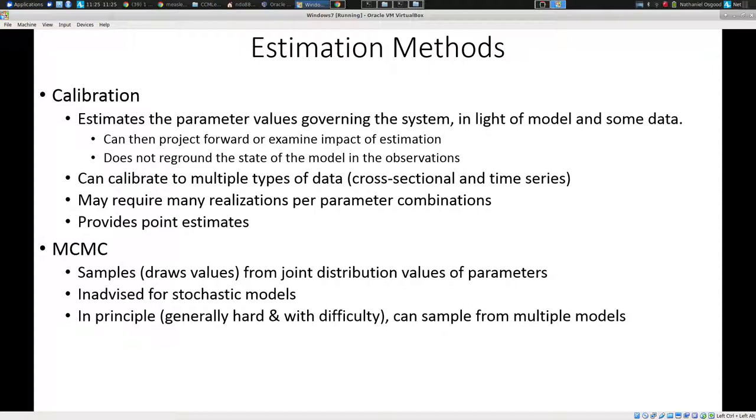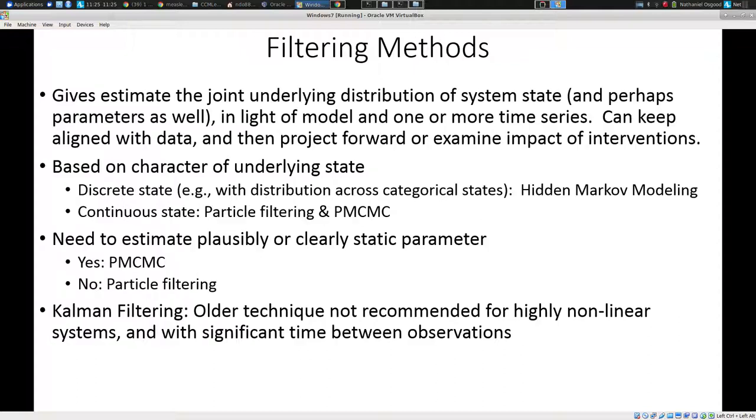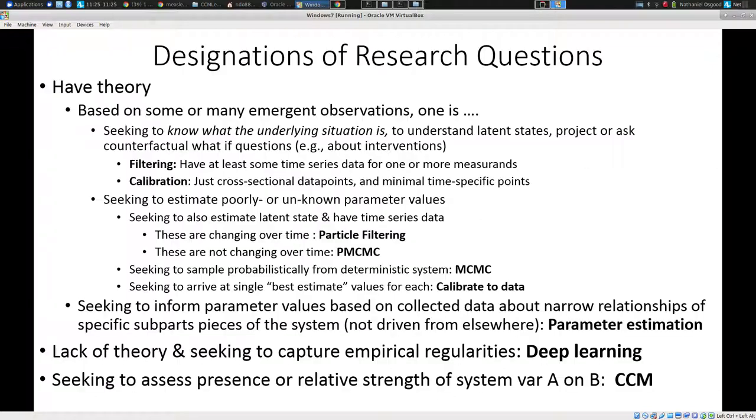Those are some comments where I'm trying to draw together these couple of techniques, because I presented MCMC and PMCMC, and I'll present calibration and particle filtering and HMMs. When do you use them? Well, I've tried to provide at least a bit of guidance, and I'll try to refine this.